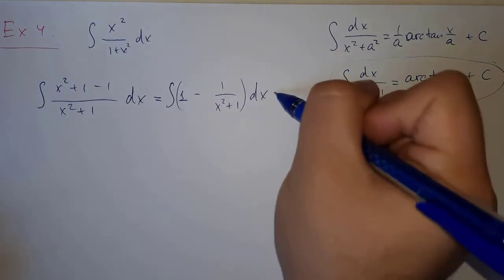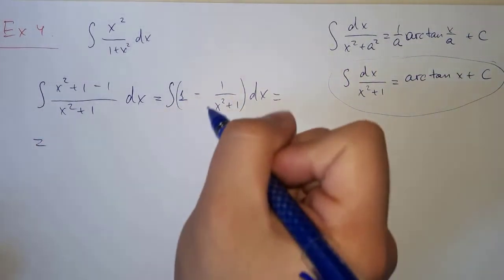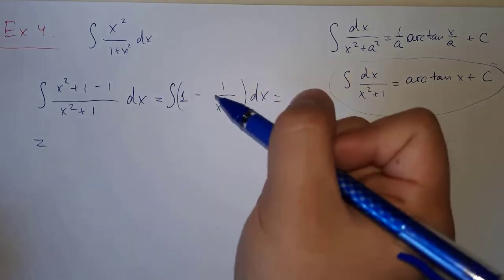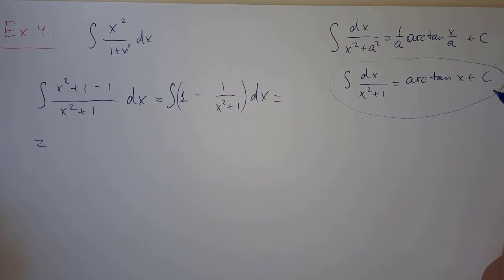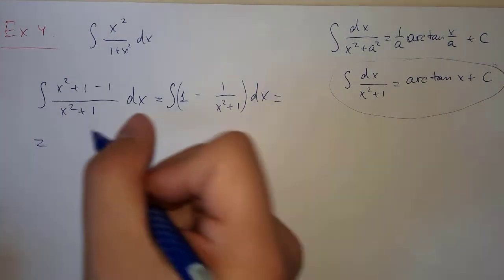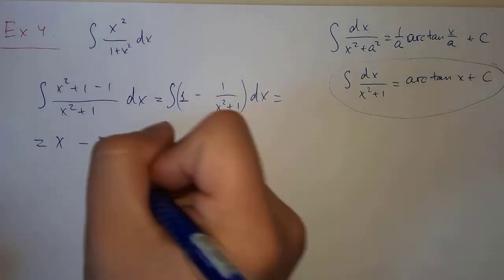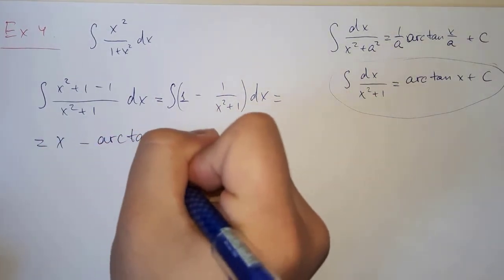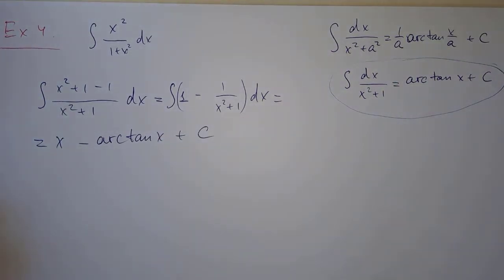So, and now this is the integral of 1, and this is the integral of 1 over x squared plus 1. It gives us arctangent. So it is x minus, using this formula, arctangent x plus c. This is the answer.